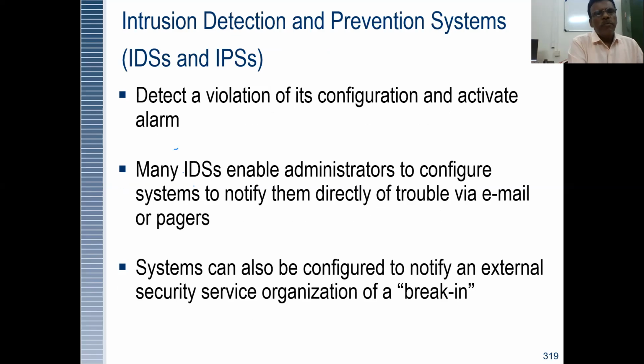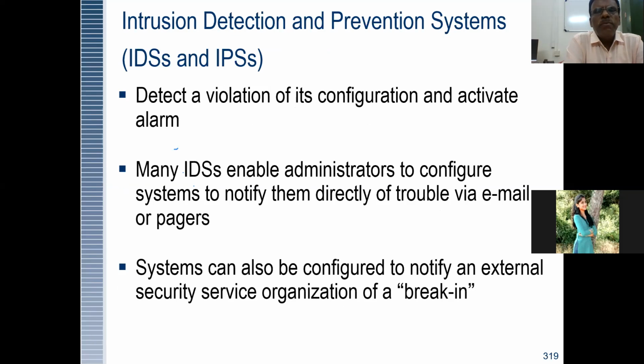That's why we have two kinds of system: intrusion detection and prevention, which you can call IDS and IPS. They detect a violation of the configuration and activate an alarm. You have to be alert and aware when the chances of a violating activity arise. Similarly, an intrusion detection system enables the administrator to configure it for trouble.